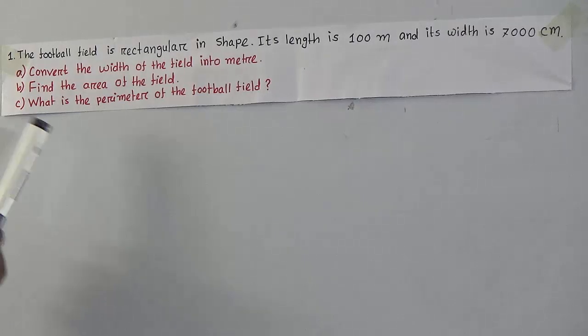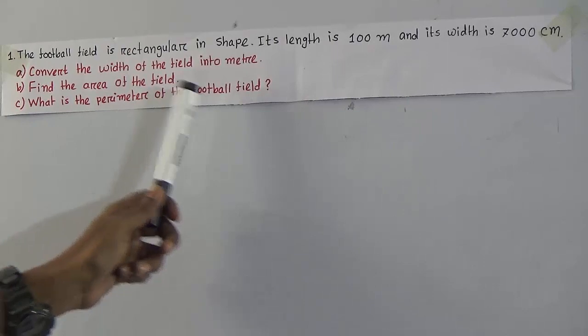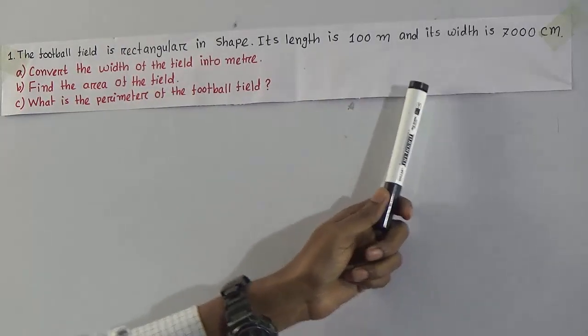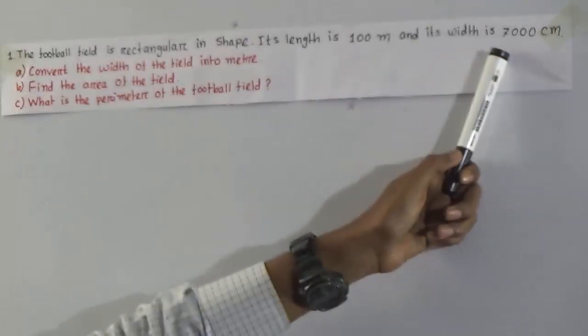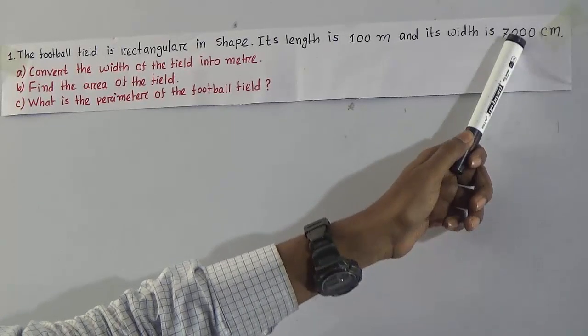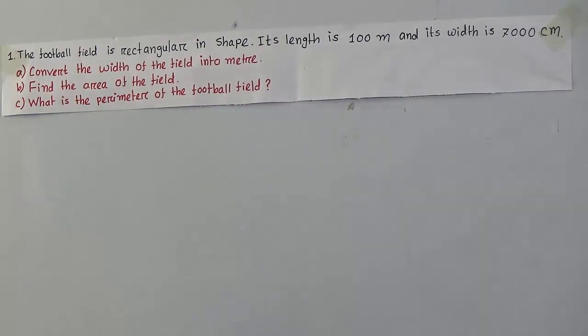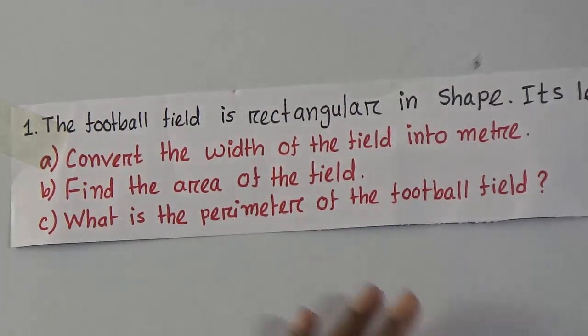B number, find the area of the field. Okay student, here the given length is 100 meters and from A we have the width as 70 meters, after converting centimeters to meters. C number, what is the perimeter of the football field? We know the perimeter of any rectangular field equals 2 into length plus breadth. Okay, now we will solve.